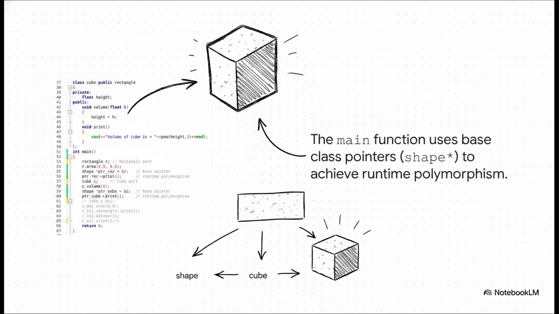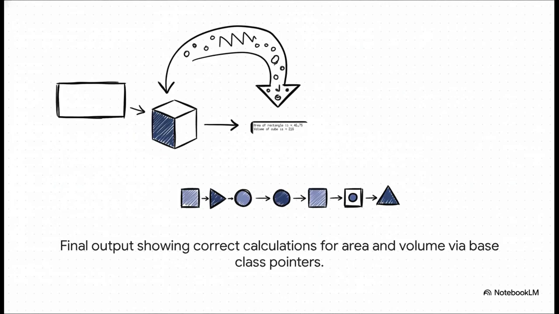This is polymorphism in action. And the result? Well, it speaks for itself. When we call print using those base shape pointers, the program at runtime figures out the right function to call. It calls the rectangle's version for the rectangle object and the cube's version for the cube object. We've built this beautiful, flexible system all based on a common interface.